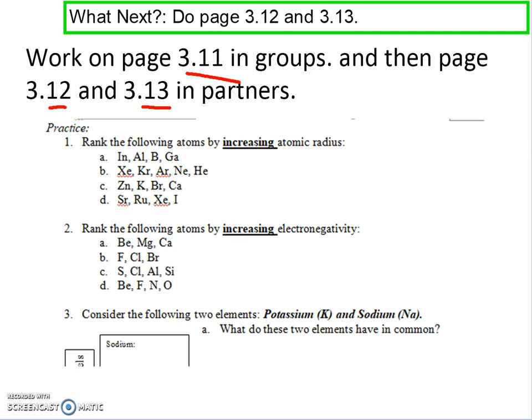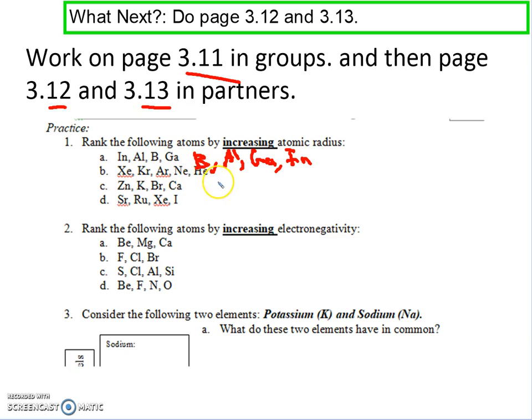Alright, so here we go. Rank the following by increasing atomic radius. So first we got to find them. So indium, aluminum, boron, and gallium are all in group 13. And we know atomic radius increases as you go down. So then we would go boron, aluminum, gallium, and indium.